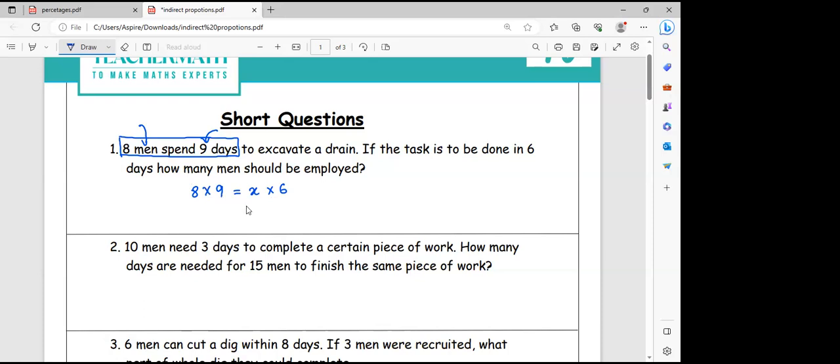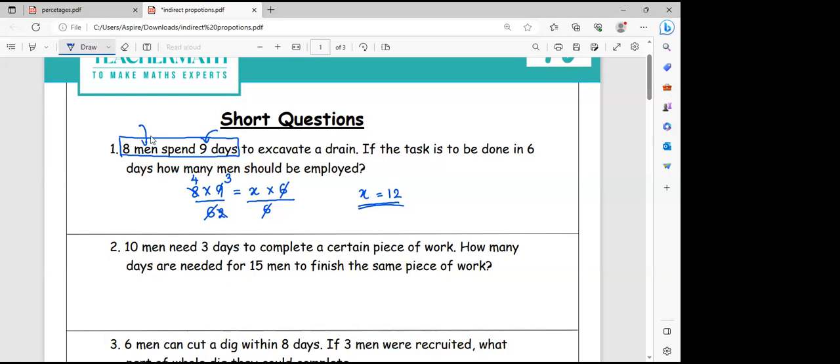To find the x you can divide both sides by 6. Then 6 to 6 cancel. 9 divided by 3 it is 3. 6 divided by 3 it is 2. Then 8 divided by 2 it is 4. 4 times 3, x equals 12. That means to complete this work, a work which is equals to 8 times 9, means 72 man days, within 6 days they need 12 men.